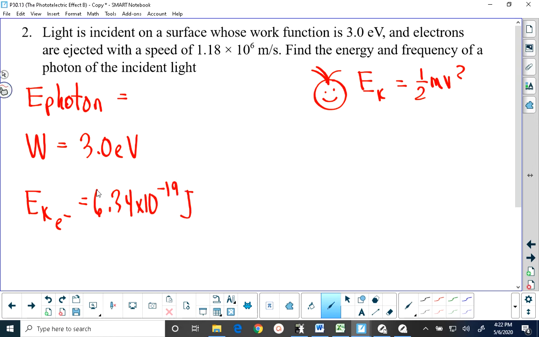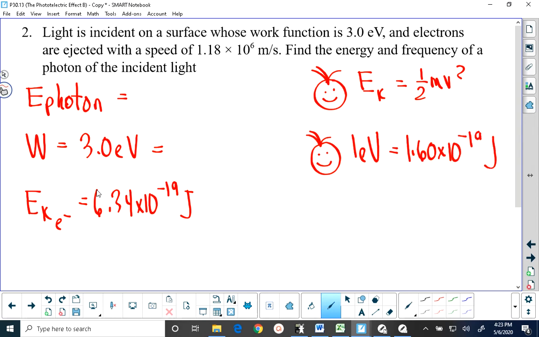Now we have a compatibility issue here because the work function is given in electron volts and the calculation for the kinetic energy gives us an energy in joules. So we either have to convert the work function to joules or the kinetic energy to eV, and I think it's probably easier to convert the work function to joules. Another thing that we know by looking at our formula sheet is that 1 electron volt is 1.60 times 10 to the negative 19 joules.